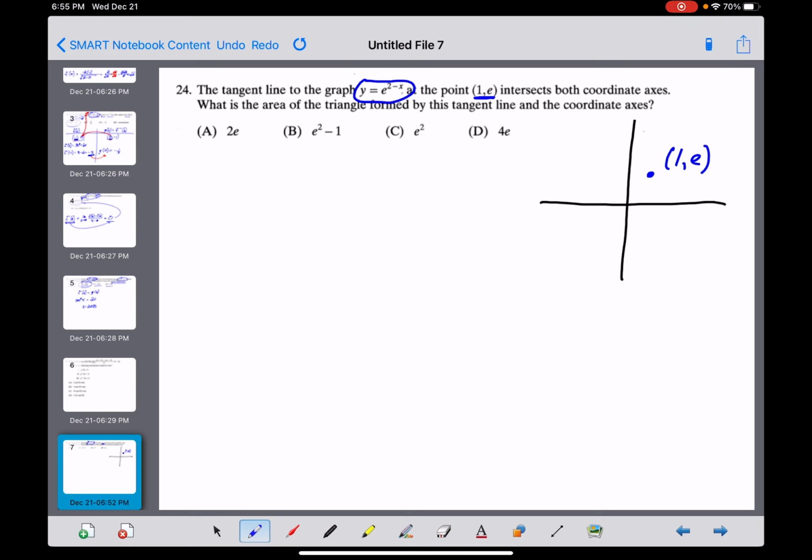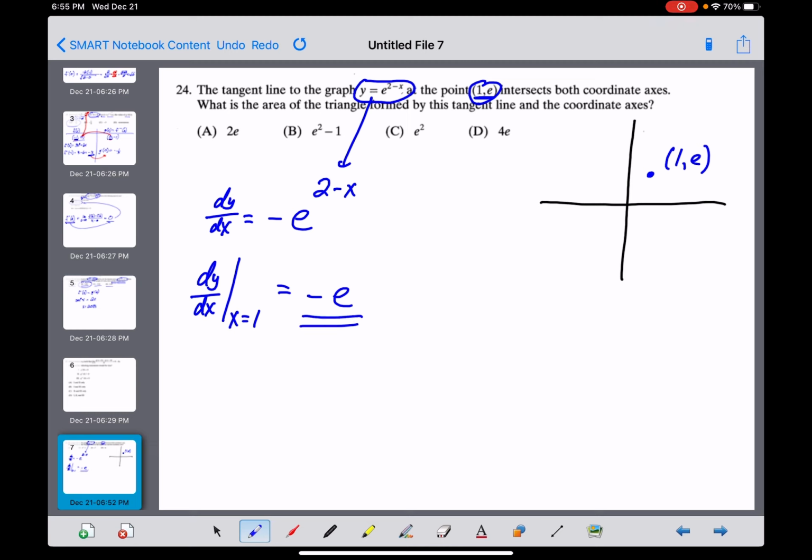What else do we have going on? If we're talking about a tangent, I think we probably want to find our derivative right here. So that's going to be dy/dx is equal to, the derivative of e to a power is the same base, e, to the same power, 2 minus x, times the derivative of that exponent, which is just negative 1. So I'm just going to put a negative out in front, and that's our derivative. And now, if we took dy/dx and evaluated it at the spot right here at 1, e, where x is equal to 1, that gives us a slope of the opposite of e to the 2 minus 1, which is the first power. That's the slope of your tangent right there, negative e.